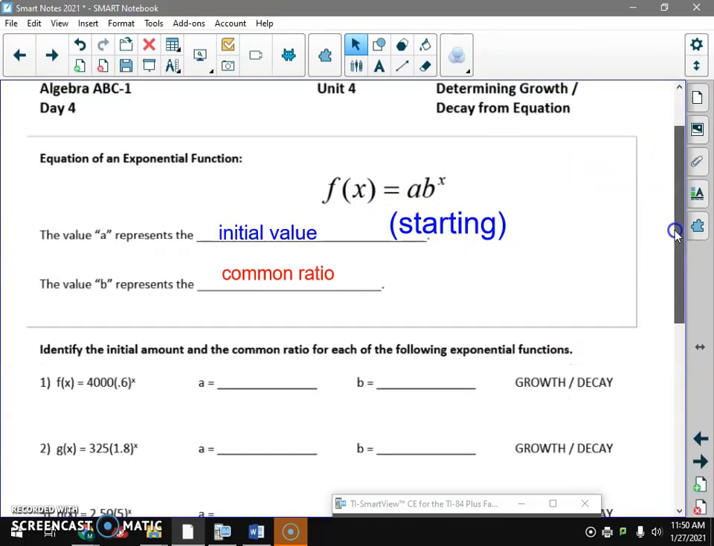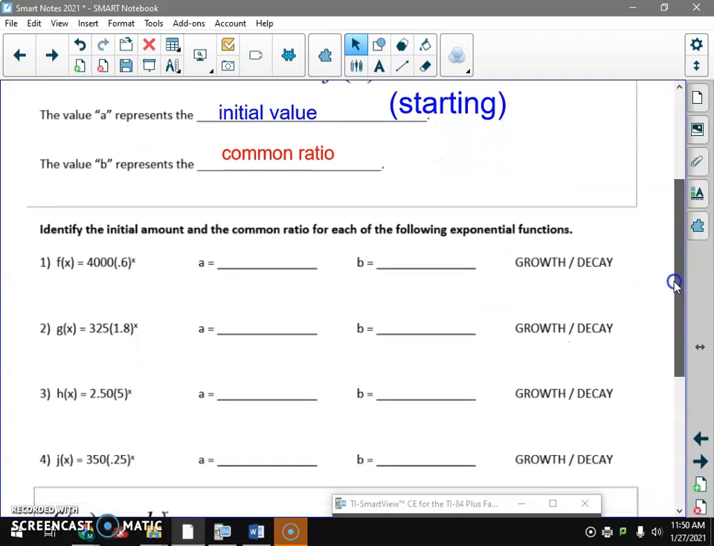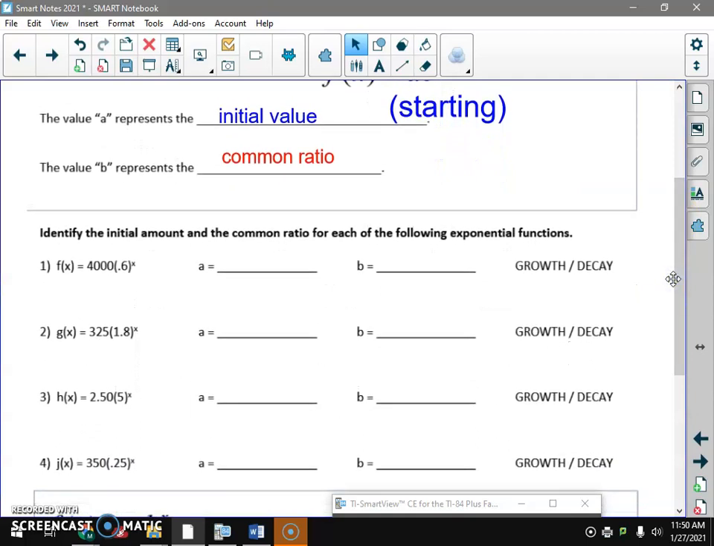So now, we're going to name each piece, and then we're going to look at the B value. And again, if it's a whole number, it's going to mean growth. If it's a decimal number, it's going to mean decay. So the initial value is the one in front. So the first example, the initial value is 4,000. The common ratio is 0.6. Is B a decimal or a whole number? It's a decimal, so it's decay. Let's keep going. We're doing great.